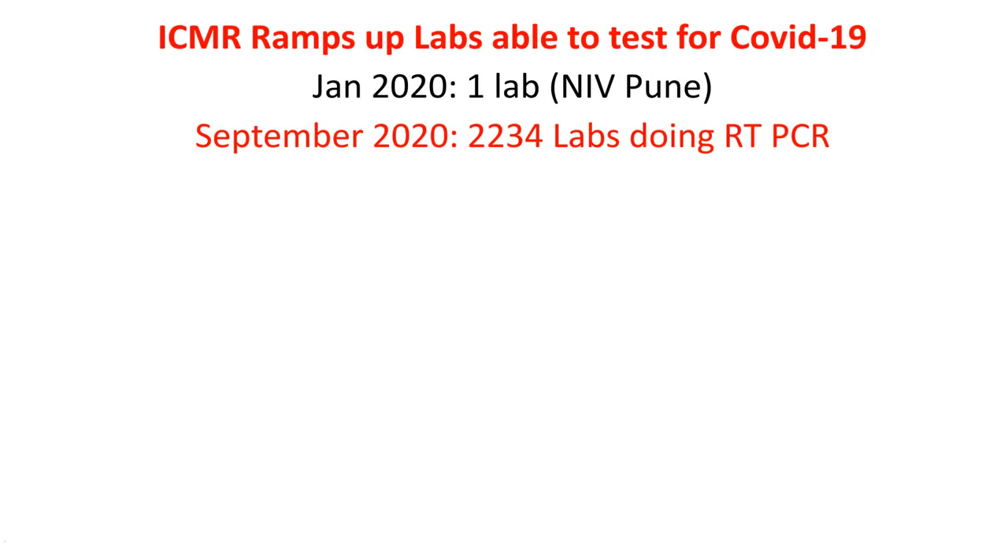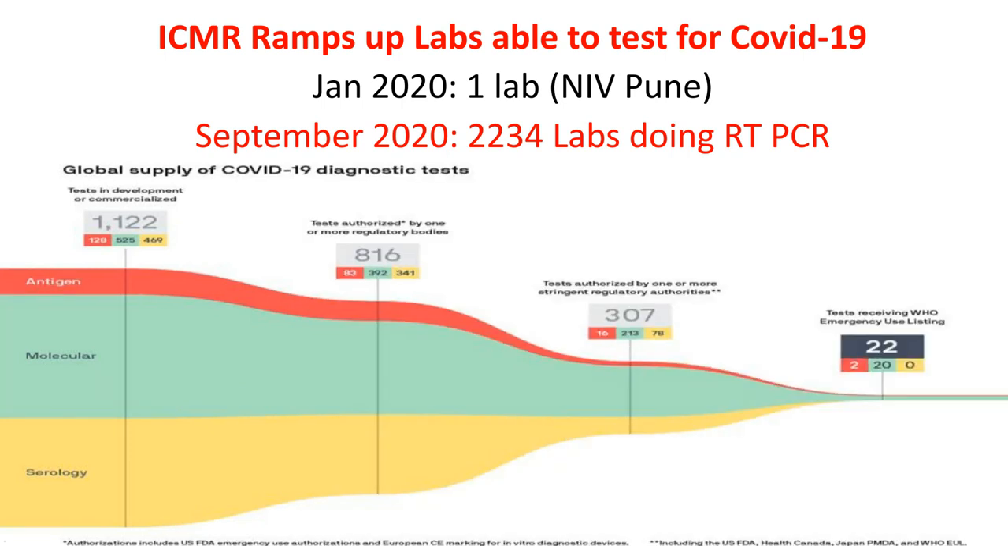In India, in January 2020, there was only one lab which could detect coronavirus. But by September 2020, 2,234 labs were accredited and approved for doing RT-PCR by the Indian Council of Medical Research. Manufacturers also got many molecular, serology, and antigen tests approved by various regulatory authorities.